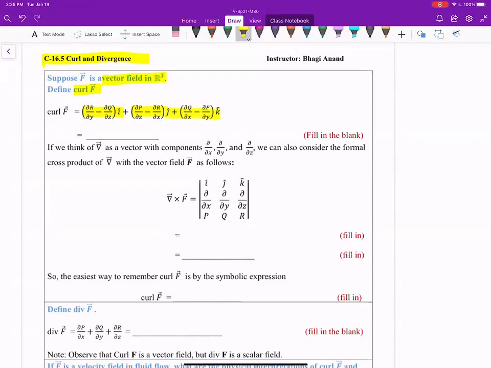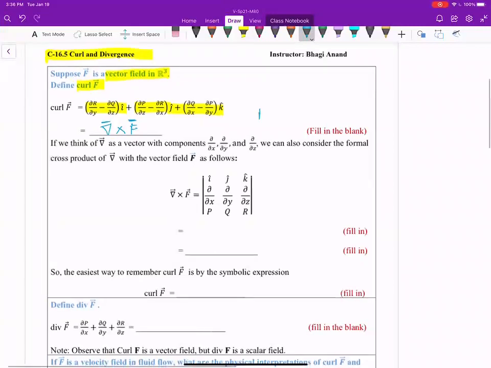Is there an easy way of remembering this? Yes, we can remember this easily by taking the cross product of the gradient vector, the del operator, with the vector field F, where F has components P, Q, R.